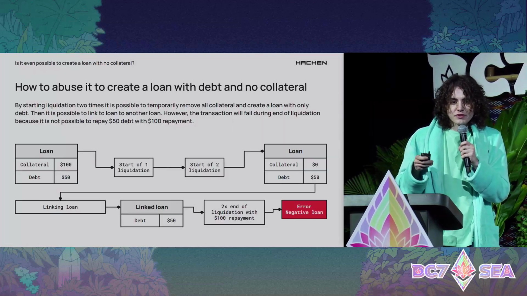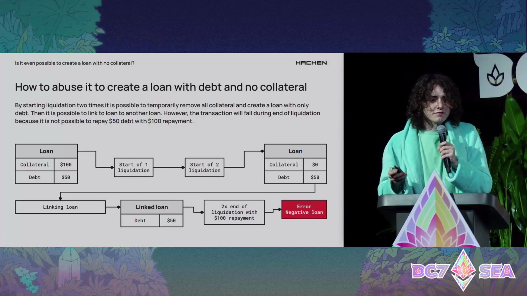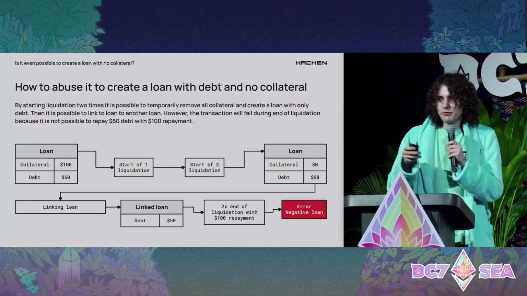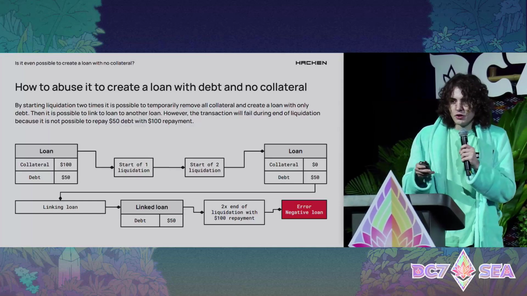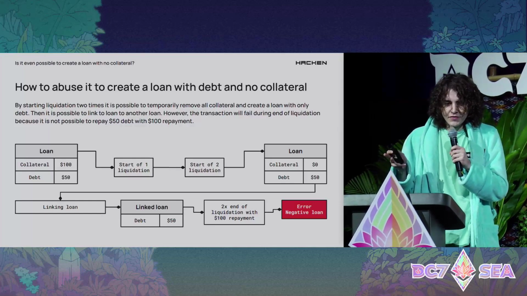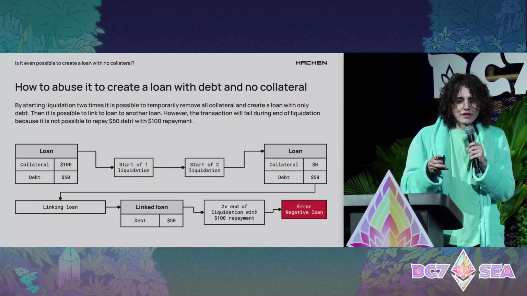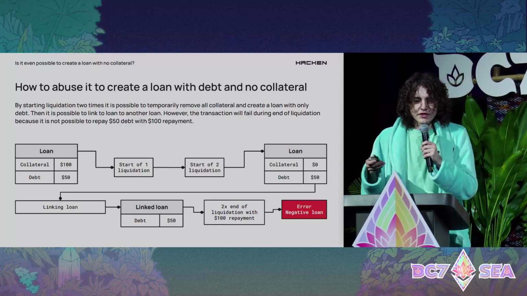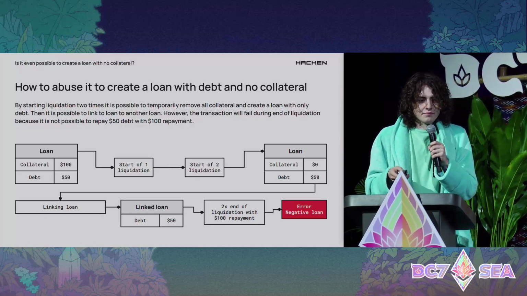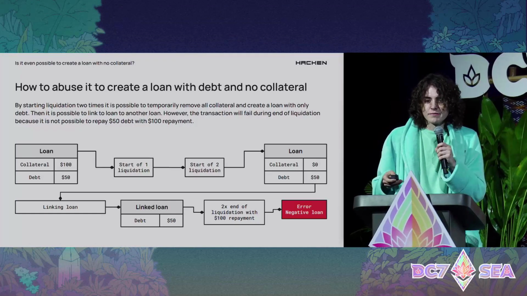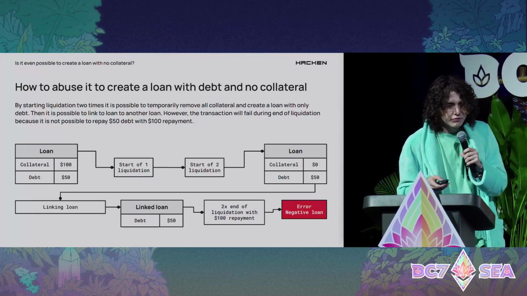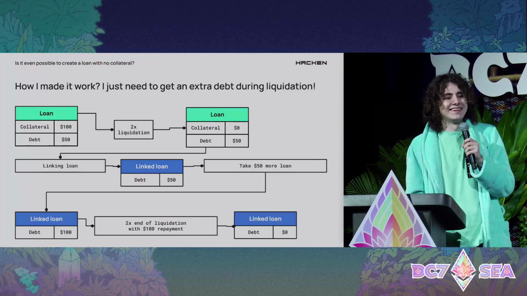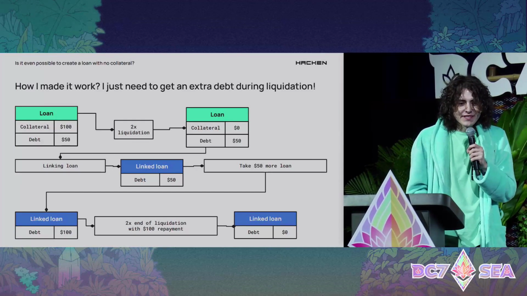They allowed to start multiple liquidations of the same loan in the same transaction. So I was able to start liquidation twice and create a loan which has, for a moment, no collateral. This transaction would fail because when I would like to repay $100 of debt, there wouldn't be enough debt in a smart contract to actually repay it, so the transaction would fail.